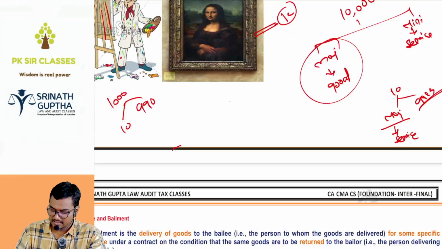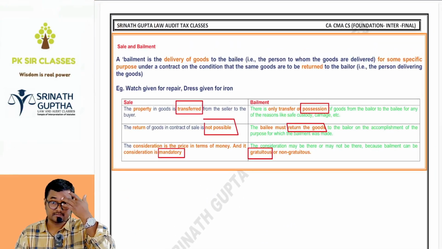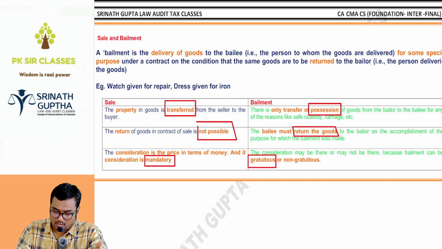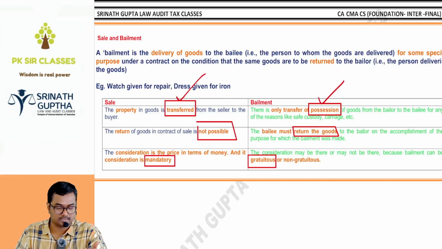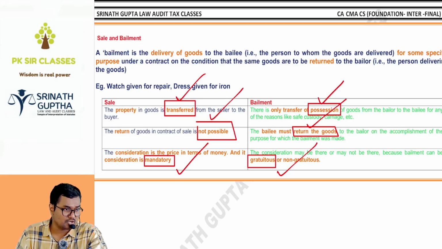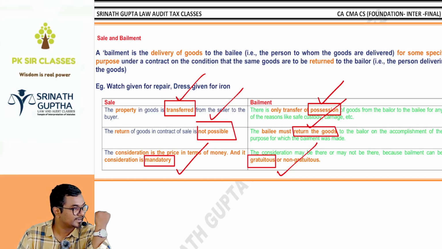Then next we discussed sale versus bailment. In case of sale, ownership will be transferred. In bailment, only possession will be transferred. In sale, goods will not be returned. In bailment, goods will be returned. In sale, consideration is compulsory. In bailment, there can be gratuitous or non-gratuitous bailment. We discussed this already twice: once in the consideration chapter, once in the bailment chapter, and now a third time in SOGA.